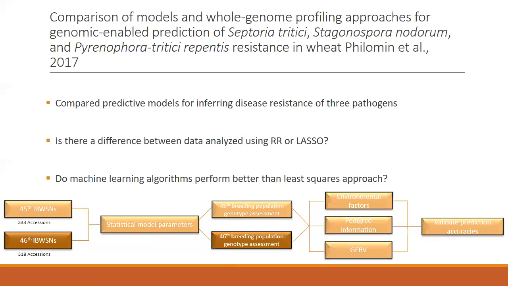What we want to focus on are the regression analysis approaches. Does ridge regression or LASSO provide better results for regression analysis? Also, are the predictive abilities of a least squares equivalent or better than machine learning methods?